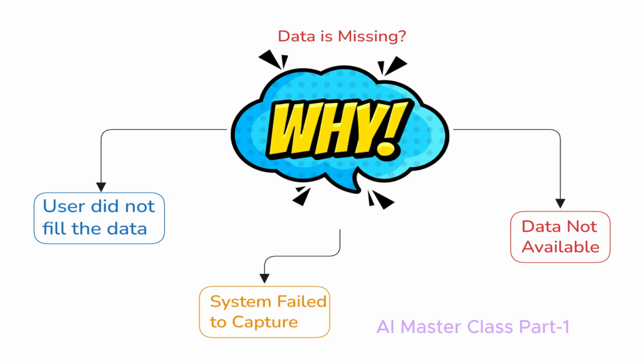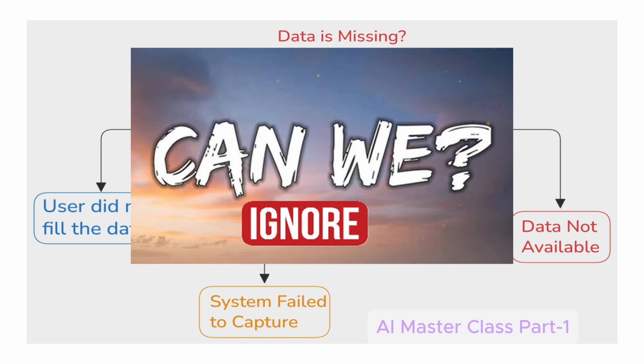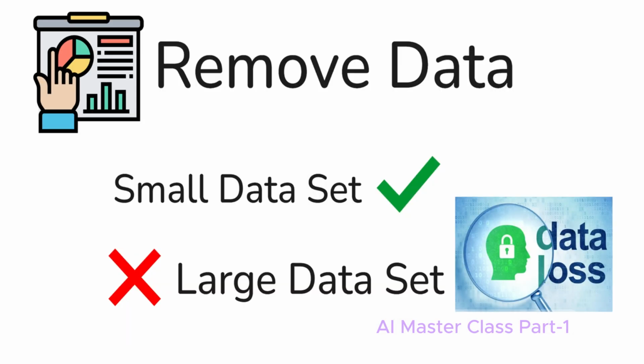So now the question is, what should we do with these missing values? Can we just ignore them? The answer is no, because most machine learning models cannot handle missing values directly. If you try to train a model with missing data, it will either throw an error or give incorrect results. So we need to handle them properly before training. We have multiple approaches for that. The first and simplest approach is to remove it from the data.